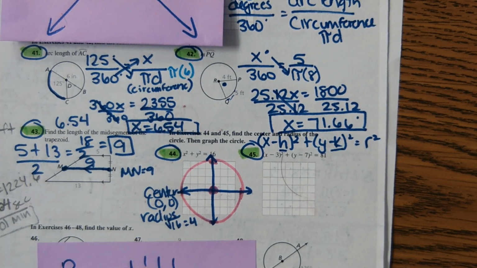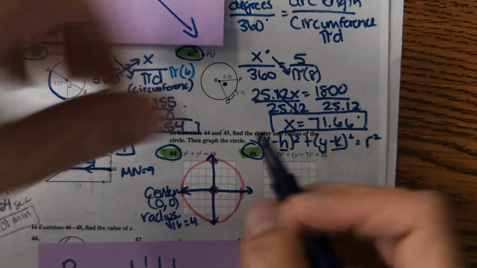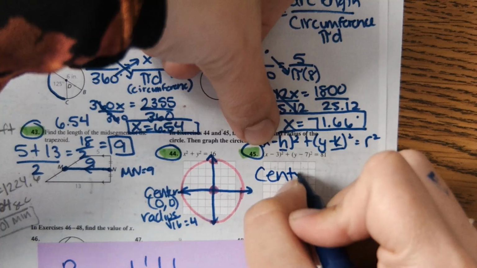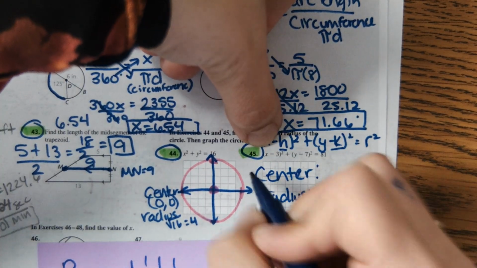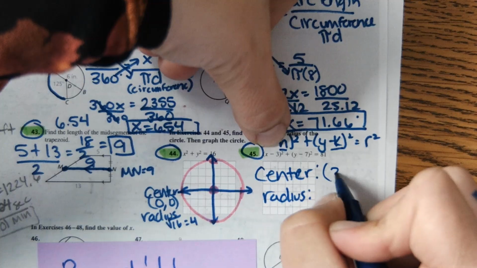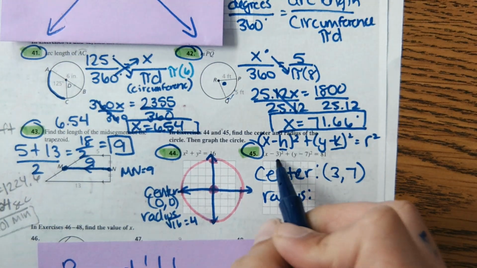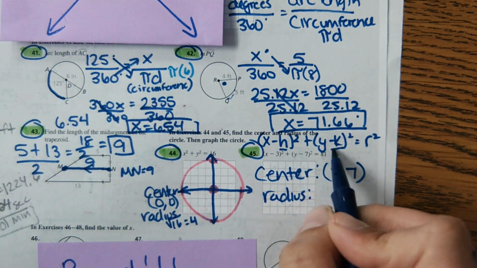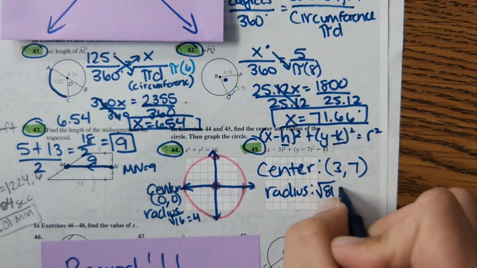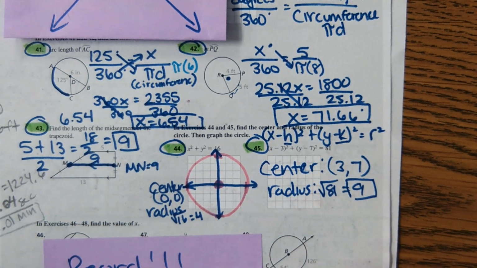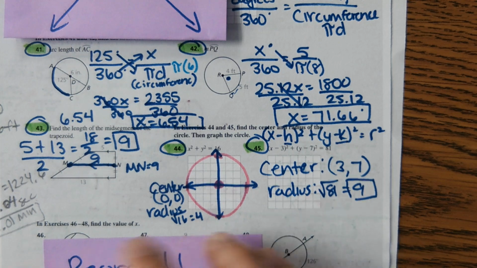Okay, and 45, it actually doesn't fit on the graph. So for 45, we'll just find the center and radius and not graph it. So the center would be positive 3, positive 7. So it's a positive number for each of those because the minus is part of the equation. And then radius, we'll take square root of 81, and we get 9. And that does all.